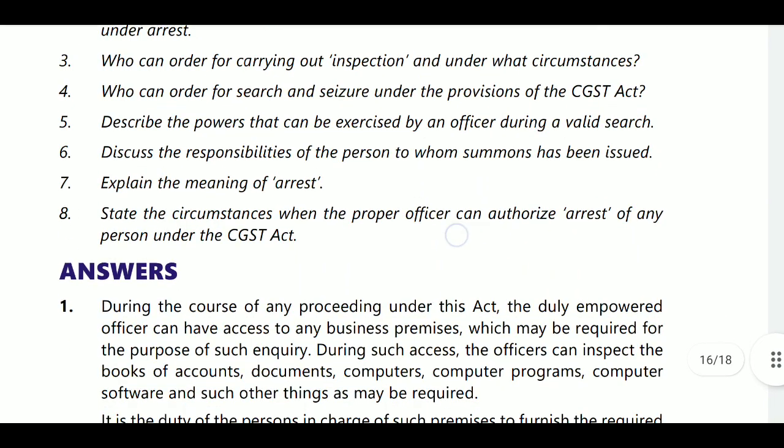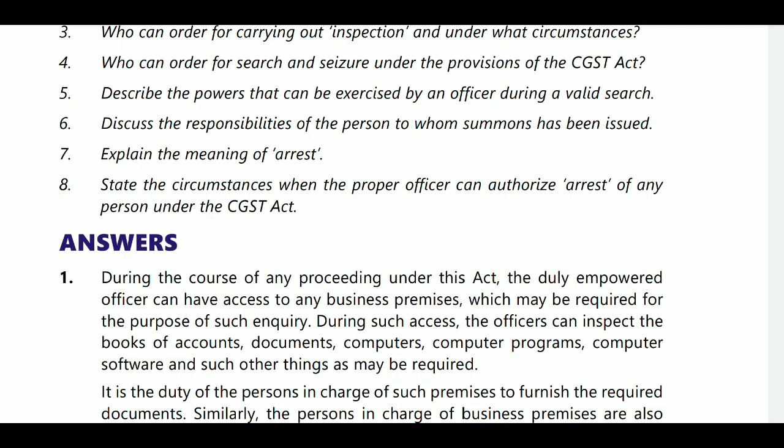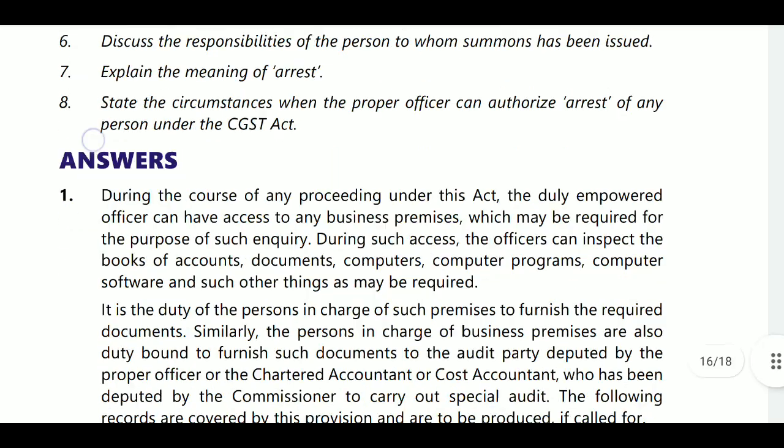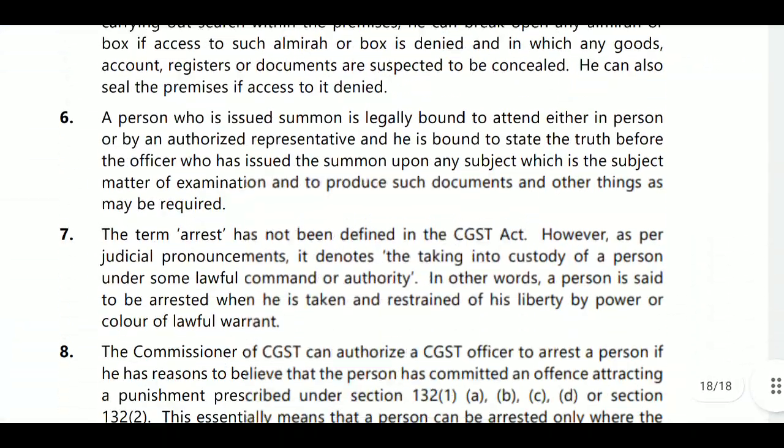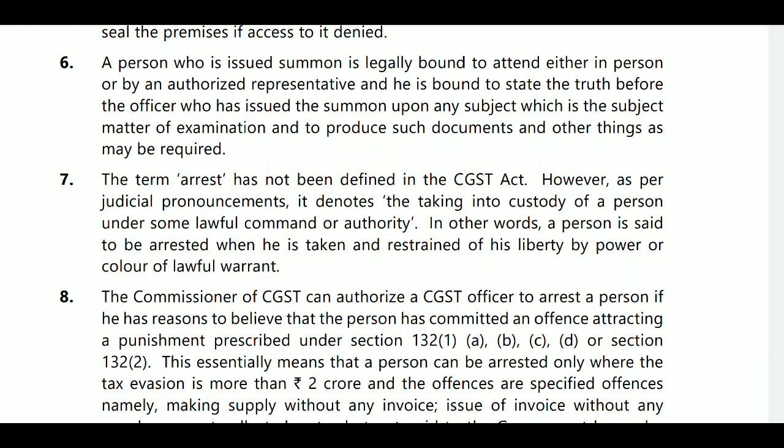Next, question number 7. Explain the meaning of arrest. Here, the term arrest has not been defined in the CGST Act, so we will go for general rules. The term arrest has not been defined in the CGST Act. However, as per judicial pronouncement, it denotes the taking into custody of a person under some lawful command or authority. In other words, a person is said to be arrested when he is taken and restrained of his liberty by power or color of lawful warrant. That is known as arrest.